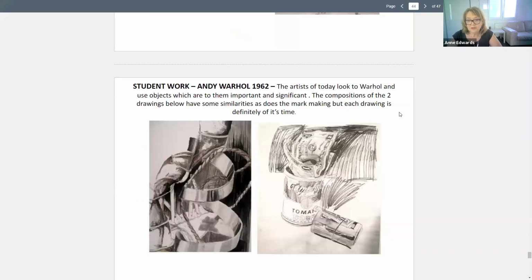The artists of today look to Warhol and use objects which are to them important or significant. The compositions of the two drawings below have some similarity, as does the mark making. But each drawing is definitely of its time.